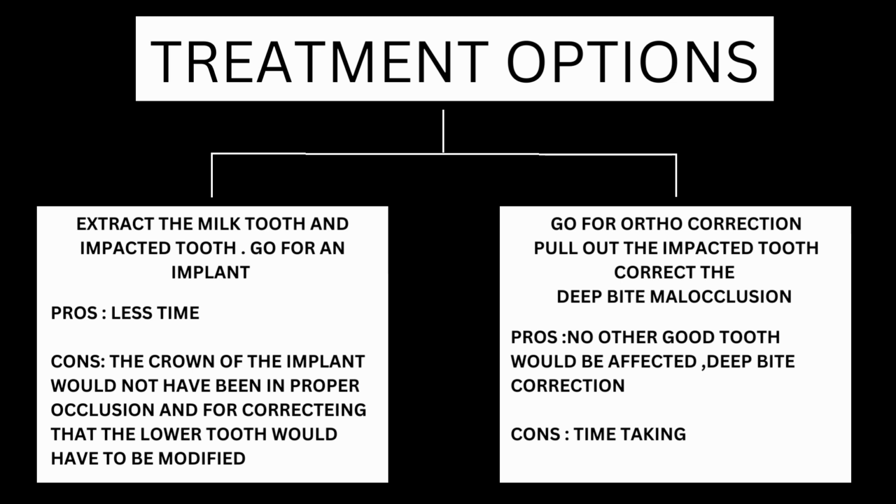In the second treatment plan, we could go for orthocorrection, in which we would have pulled out the impacted tooth and corrected the severe deep bite of the patient. The main advantage of this plan would have been that no other good tooth would have been affected, and also the other malocclusion like the deep bite would have been corrected. The main disadvantage was that this plan would have taken time.